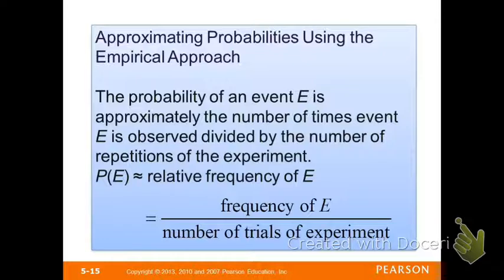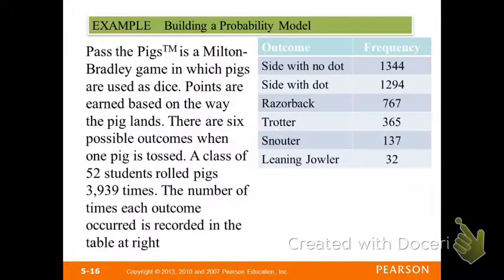Algebra 1. The experimental probability is not always going to equal the theoretical, or what they call classical, probability in this particular book. So the probability of an event is the number of times the event is observed divided by the number of repetitions of the experiment. So it's favorable over possible, but we're dealing with experimental data rather than theoretical data.